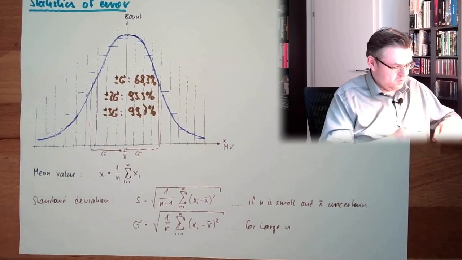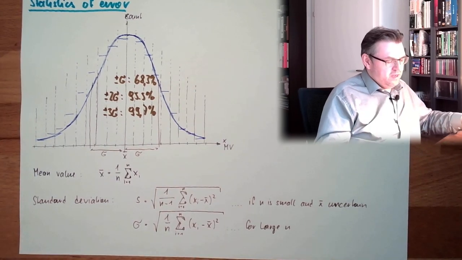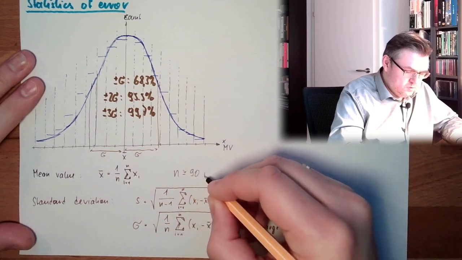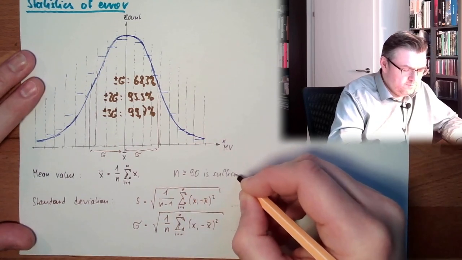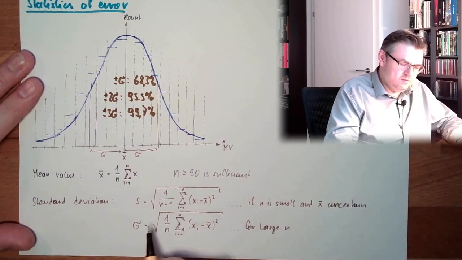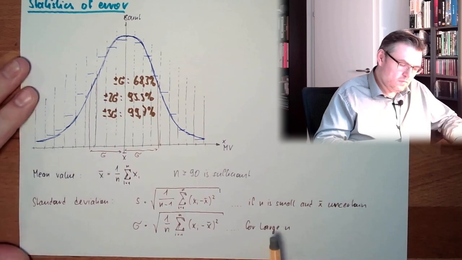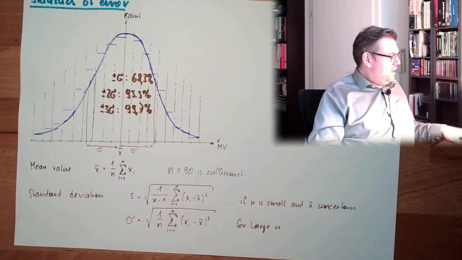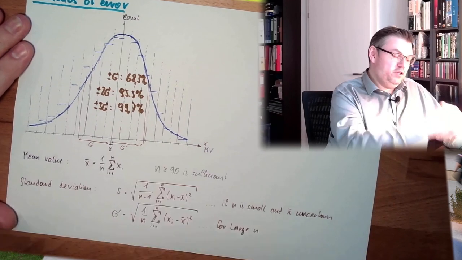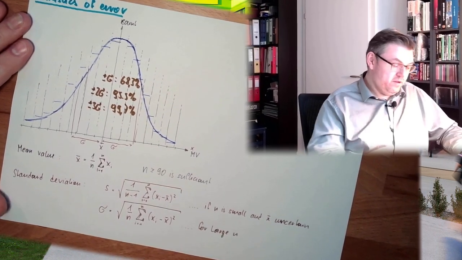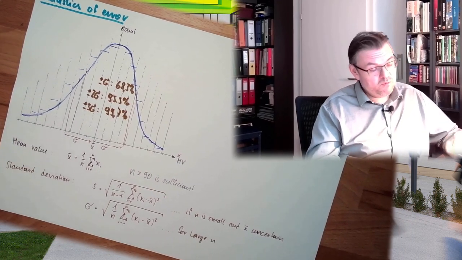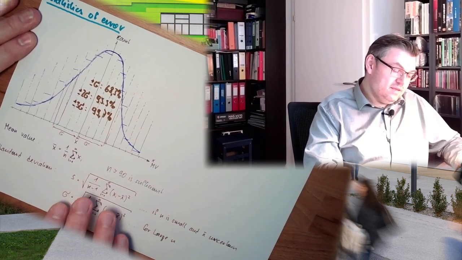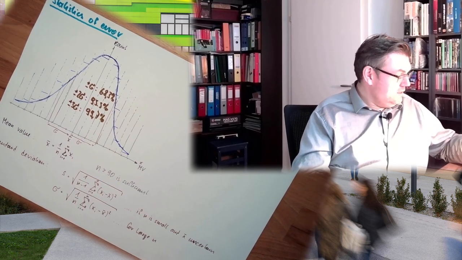In reality, to get a good mean value, usually an n around 90 is sufficient. Then we could use this. If we are smaller, we have to use this standard deviation. So with the help of statistics, I can reach a mean value, which I'm using as a substitute for my measurement. This is correct with n bigger than 90, and how good the measurement is, I can see in the standard deviation.